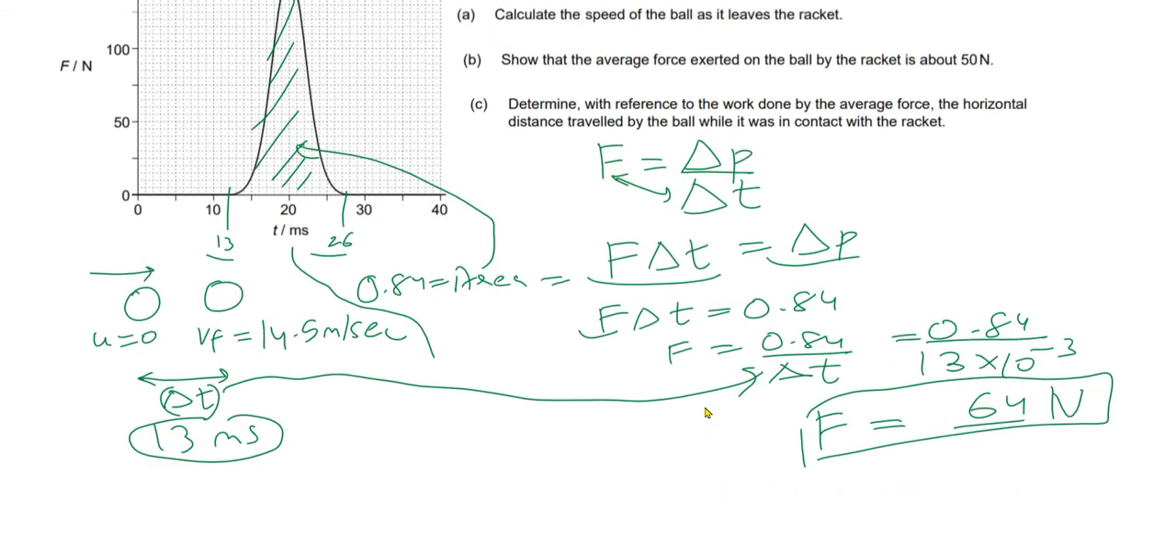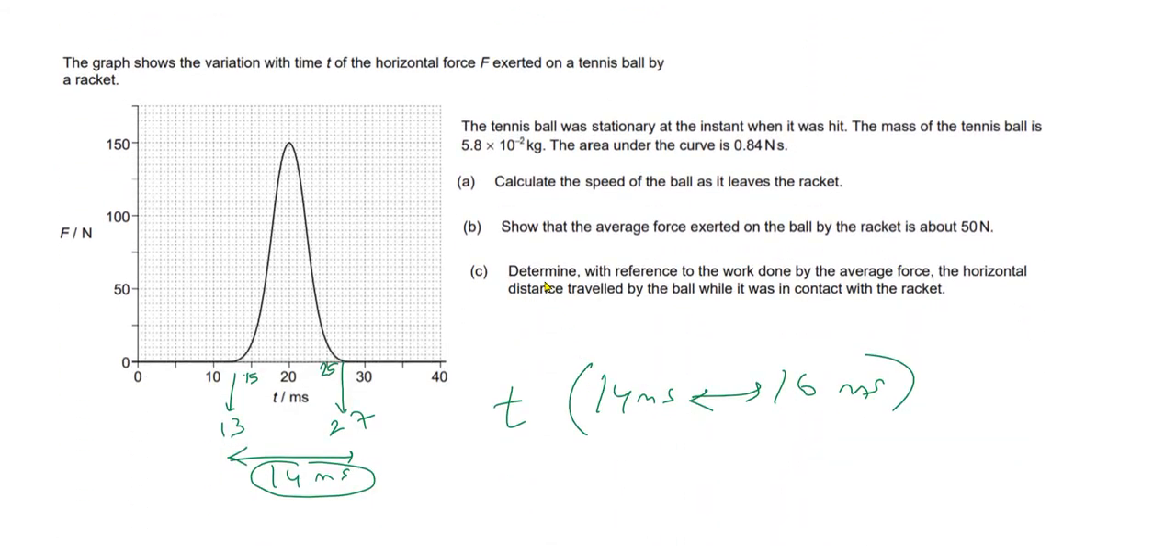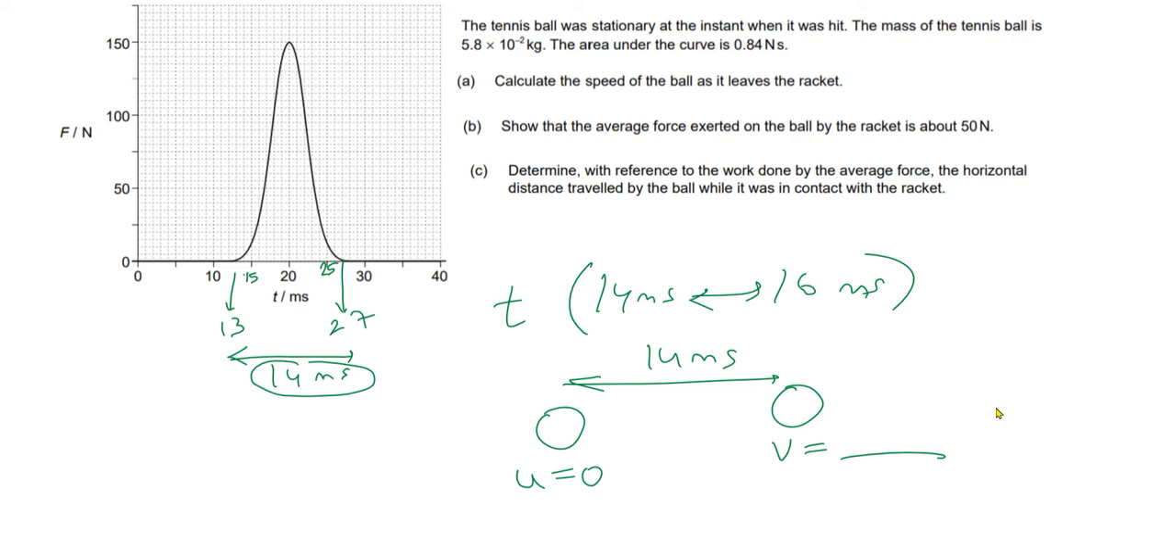Alright, so now we are left with one last question, part C, which is: determine, with reference to the work done by the average force, the horizontal distance traveled by the ball while it was in contact with the racket. So you had a ball which was initially at 0 velocity. After a time t, let's say 14 milliseconds, in that time the velocity reached is, what was the final velocity?